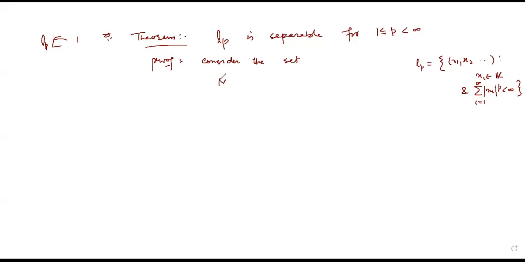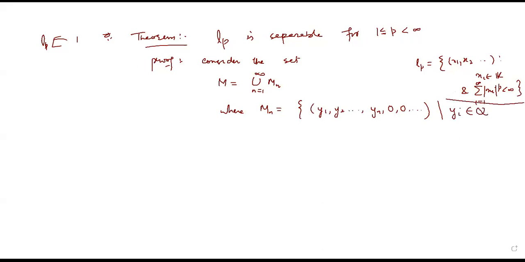So let's consider this set M equal to union n runs from 1 to infinity Mn, where Mn is equal to the sequences of this type y1, y2 up to yn, उसके बाद 0, 0, 0, 0, such that yi belong to Q. ऐसी sequences which have got only finitely many terms and they belong to Q.